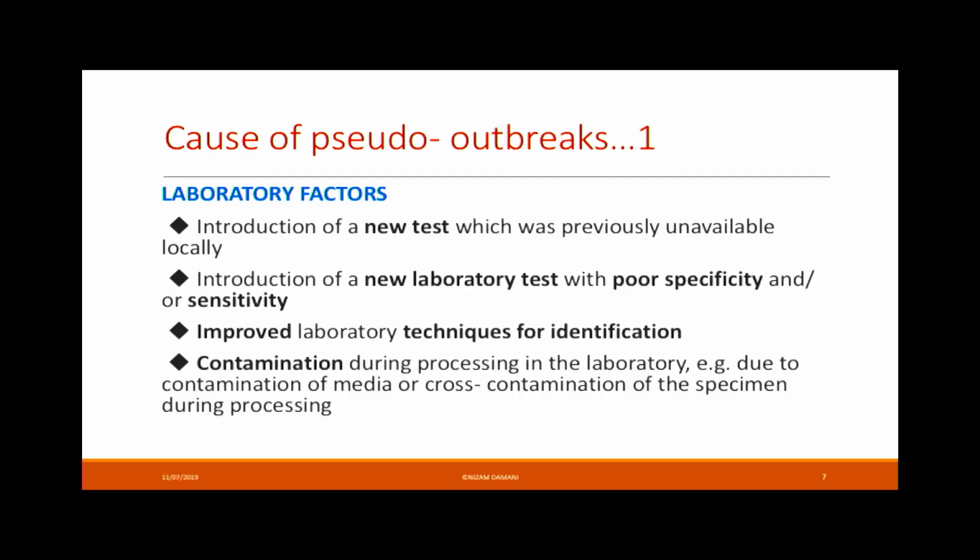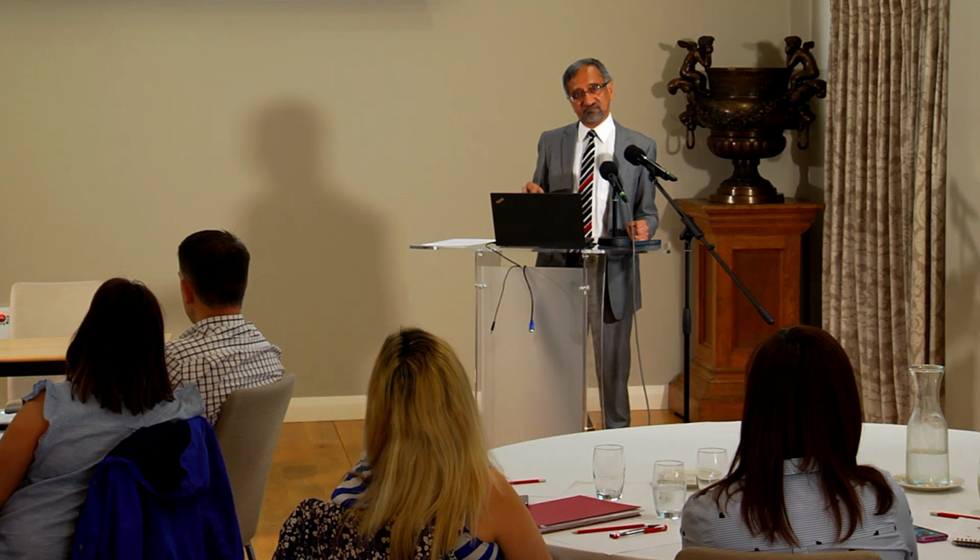Remember, there's no test in the laboratory which is 100% sensitive or 100% specific. So you always have this variation. So suddenly you change the test, and either you miss it or you overdiagnose. So this is a very common cause of pseudo outbreak. And then you could improve technique for identification, because the microbiology is changing all the time, and there are actually new methods of detection available. And also this is quite common, you may not believe it, but contamination of processing.